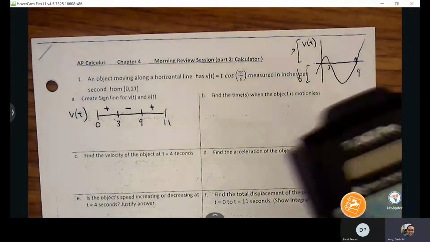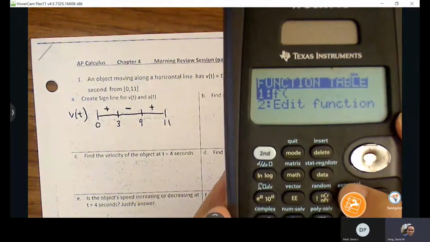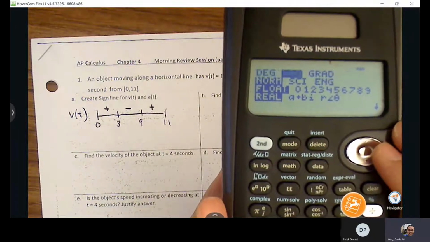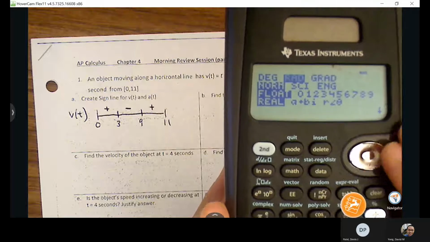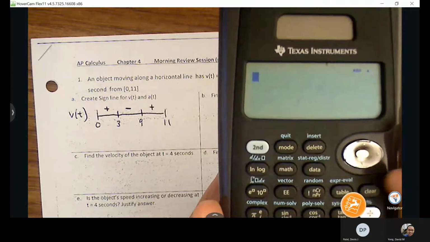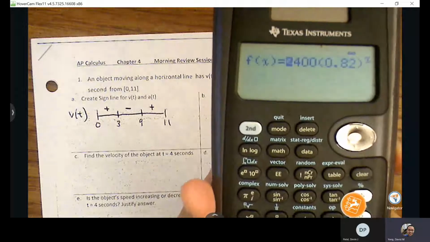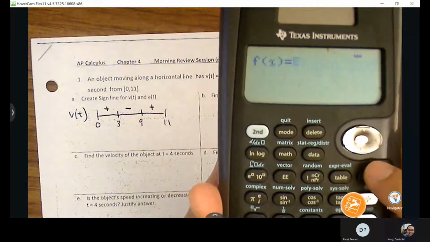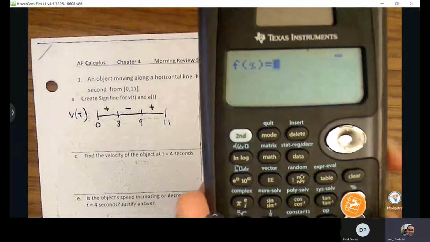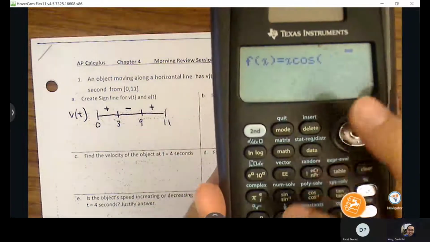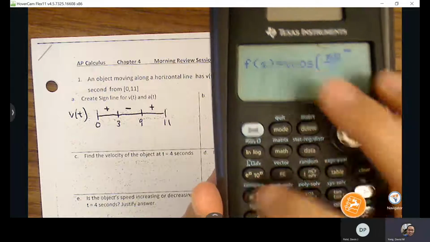Okay, on the scientific calculator, or the 36 Pro, make sure that you are in radian mode. So go to mode, select radian. Go to table, edit function. Type in your function. Again, only use variable x, cosine pi x over 6.